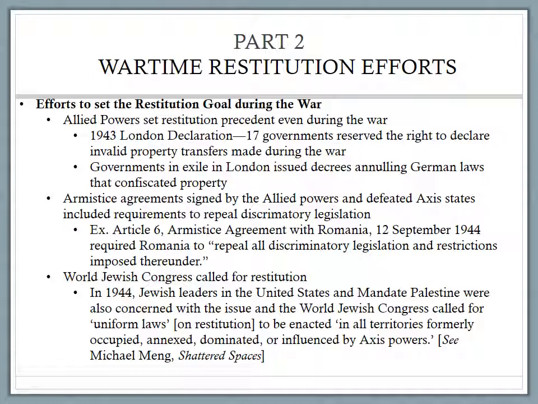In addition to the actions of the Allied powers and the governments in exile, the World Jewish Congress was also calling for restitution even before the end of the war. In 1944, Jewish leaders in the United States and Mandate Palestine were concerned with the issue of property restitution, and the World Jewish Congress called for uniform laws on restitution to be enacted in all territories formerly occupied, annexed, dominated, or influenced by Axis powers. So there were interest groups, there were governments in exile, there were Allied powers, all thinking ahead, even before the conclusion of the war, to restitution policy.